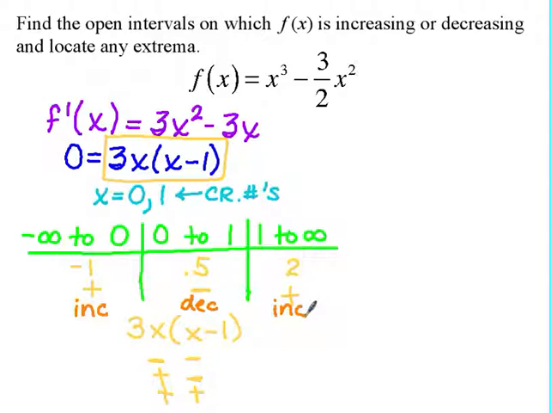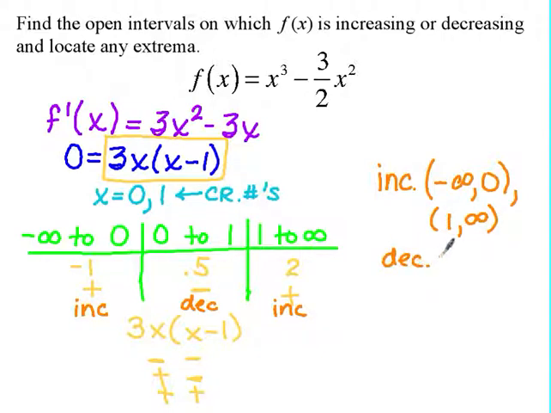So now I need to write that. So increasing, this is what you would do. The graph is increasing from negative infinity to 0 and 1 to infinity. The graph is decreasing from 0 to 1. Now we're not done, because we need to go ahead and locate extrema.